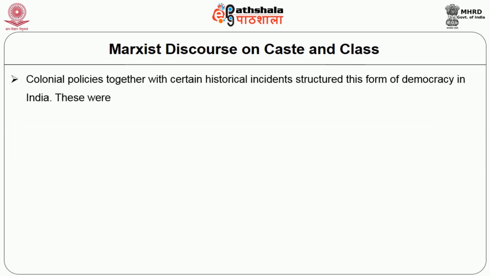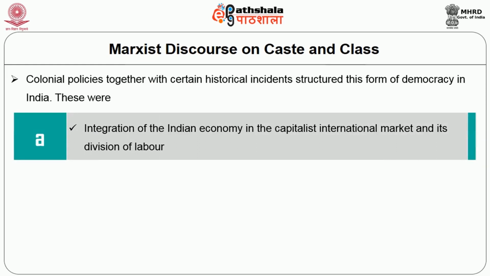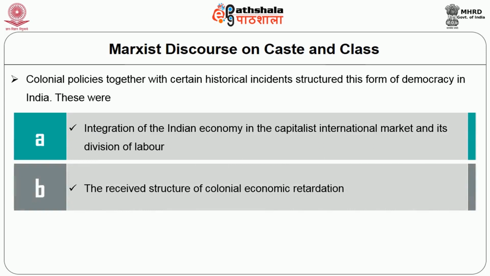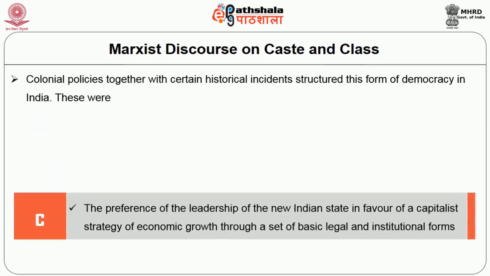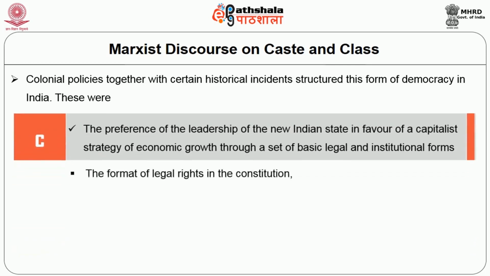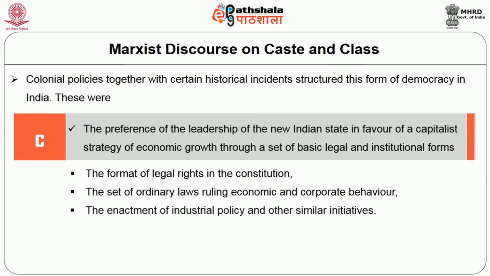Colonial policies, together with certain historical incidents, structured this form of democracy in India. These were: A, integration of the Indian economy into the capitalist international market and its division of labor; B, the received structure of colonial economic retardation; and C, the preference of the leadership of the new Indian state in favor of a capitalist strategy of economic growth through a set of basic legal and institutional forms, such as the format of legal rights in the constitution, the set of ordinary laws ruling economic and corporate behavior, the enactment of industrial policy, and other similar initiatives.